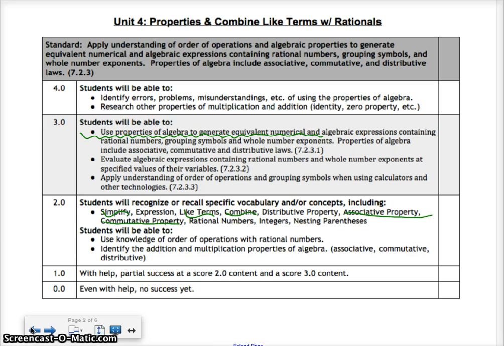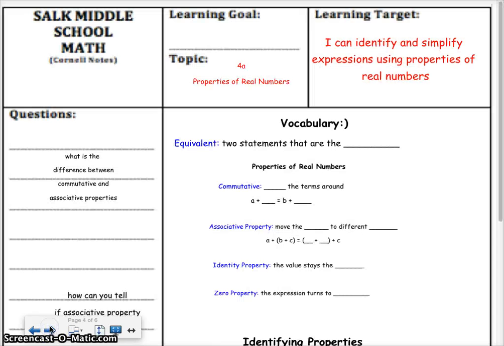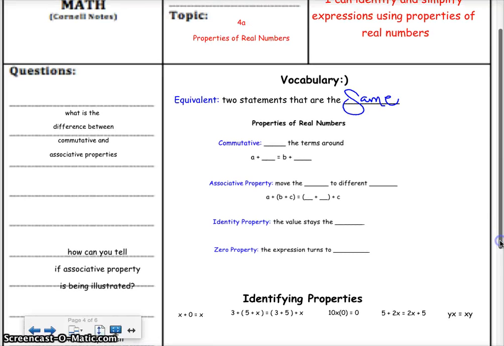We're going to deal with expressions today. We've got all those level 2 vocab words that we're going to be dealing with today. So, here we go. First thing you need to know, equivalent means that two statements are the same. So, when we use properties of rational numbers, we are just generating statements that are really the same as the previous statement. And here are the properties that we're going to use as 7th graders.